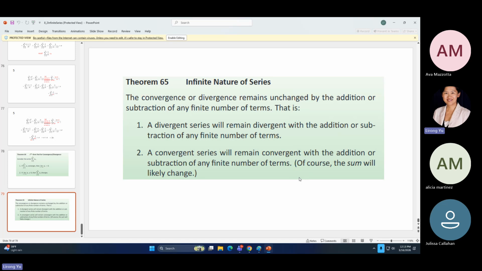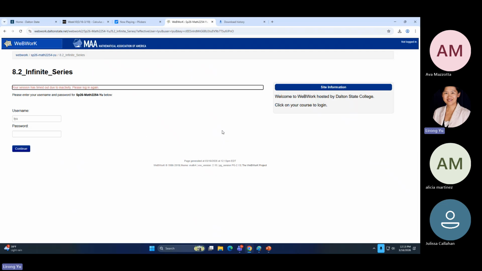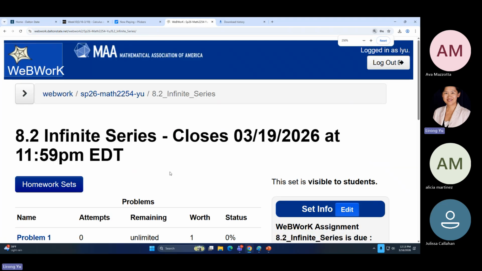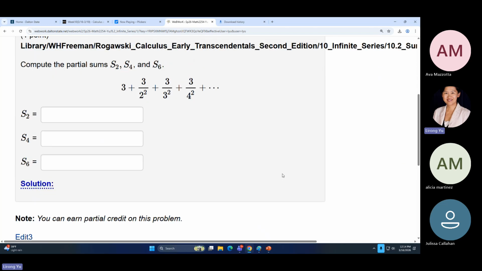Right, this is the end of 8.2. The homework has already been assigned. I hope that you can try it to see if you understand the ideas. Let's see if we have time to go through a couple of examples. Right, some of the questions in this assignment ask you to calculate partial sums. For example, S2, is that the first two numbers?